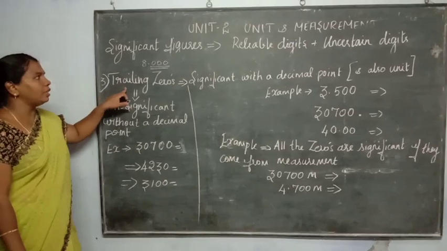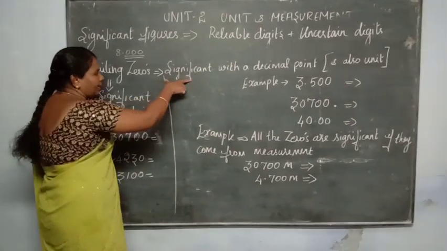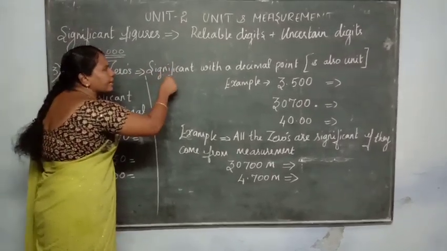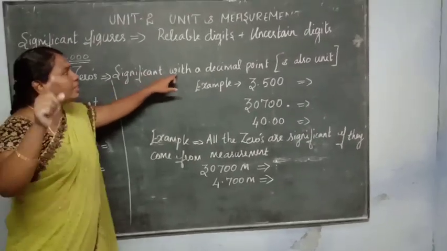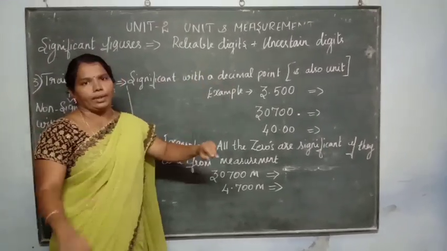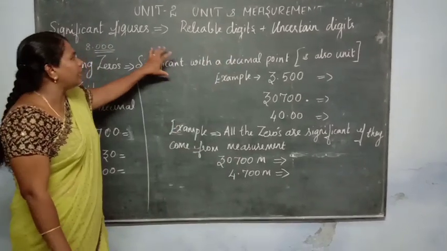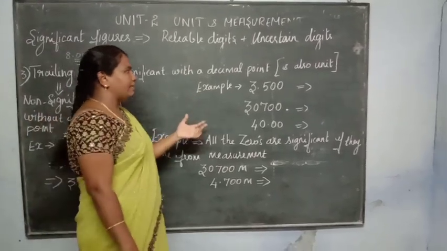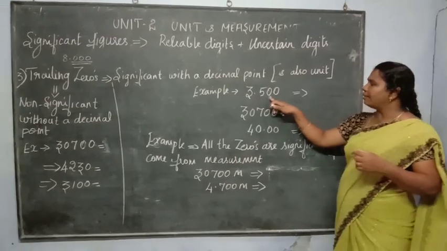Here the trailing zeros are classified into 2 types: one is significant, another is non-significant. When will you say it is significant? It is significant when the number is followed with a decimal point and also possesses some unit. Then that digit is called significant. For example, I will give one example. See here, 3.500.